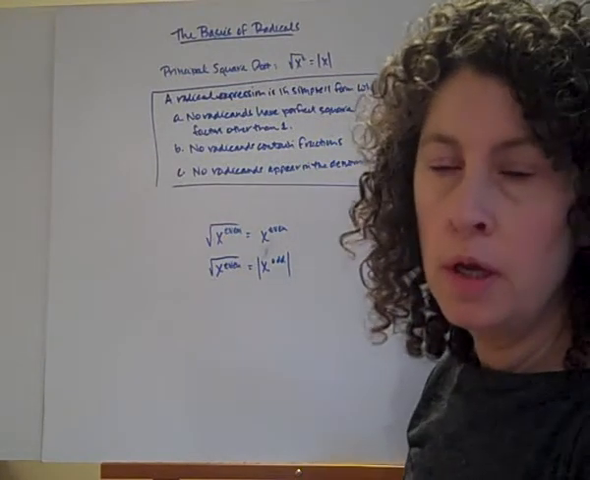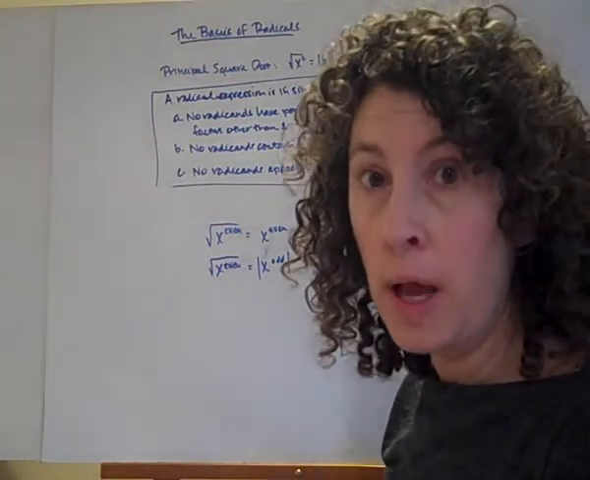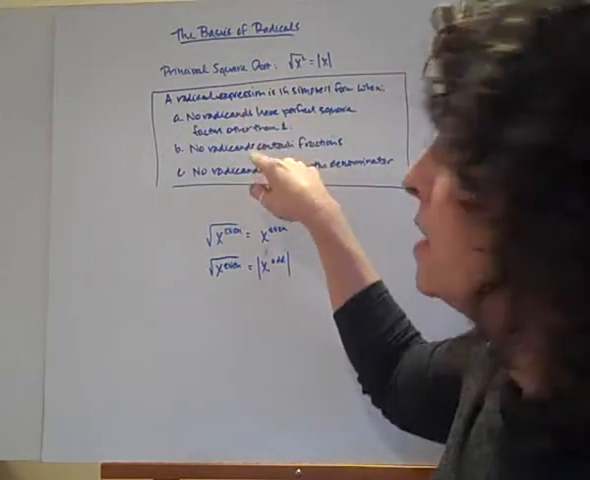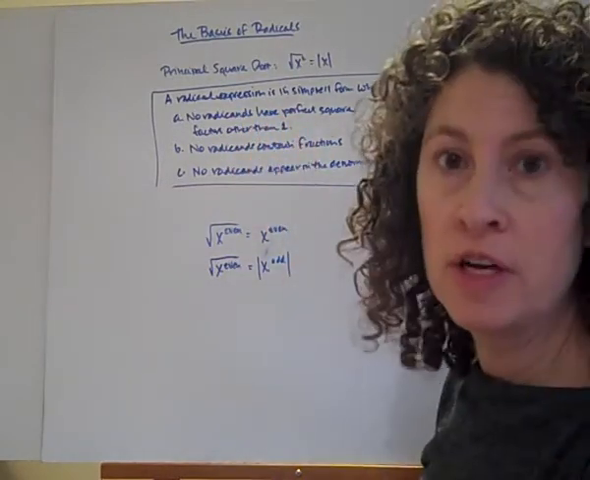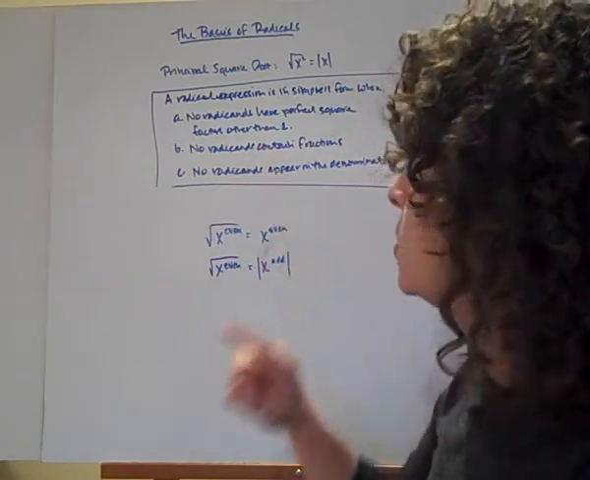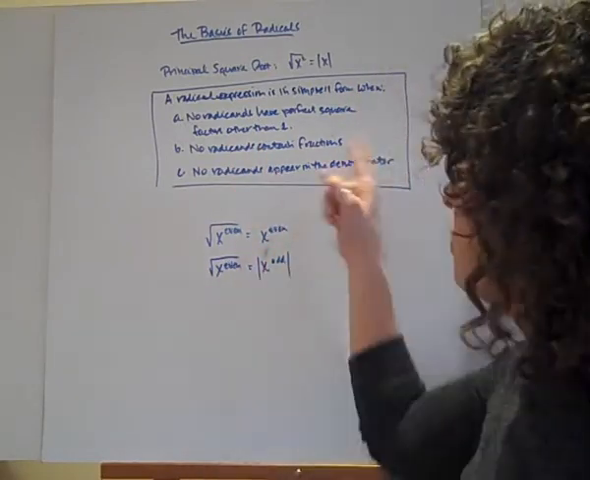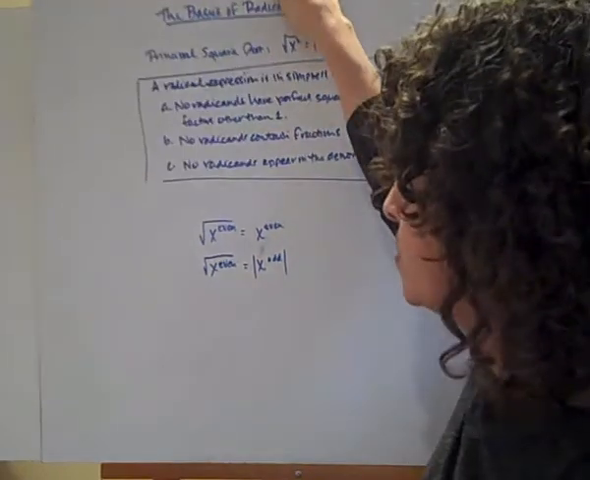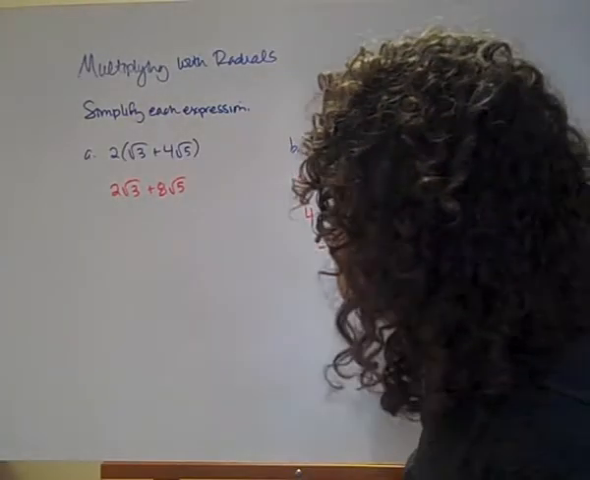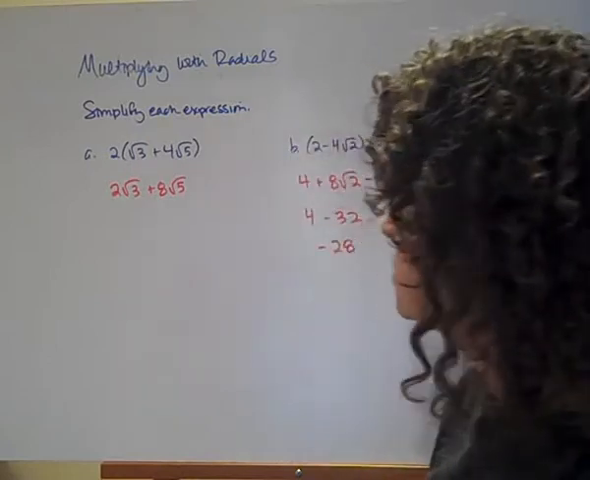So we're going to continue working with radicals. We're going to multiply, but just a refresher, again, for our radical expressions, we want to make sure no radicands have perfect square factors other than 1. We want to make sure no radicands contain fractions, and that there aren't any radicands in the denominator as we work. All right, so let's multiply with radicals.